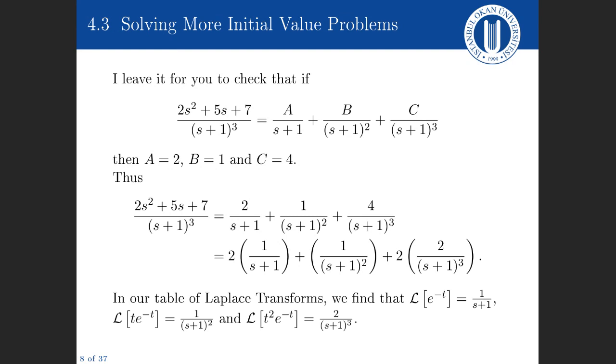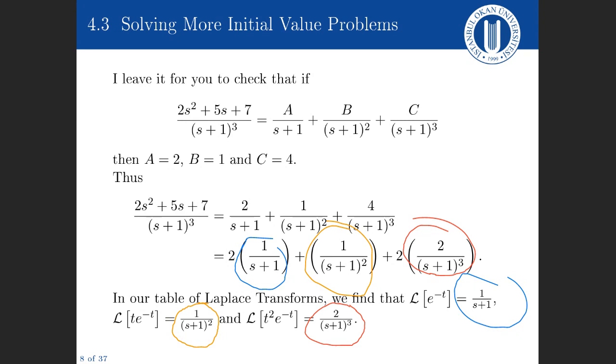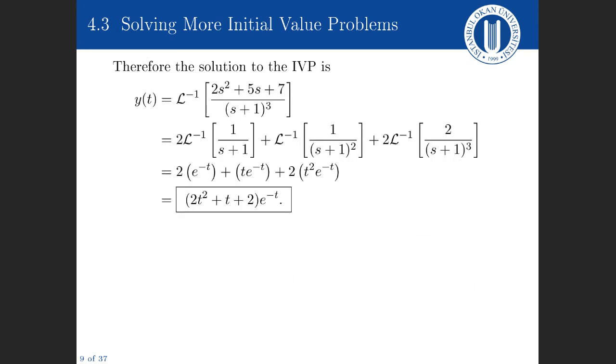If you look on our table of elementary Laplace transforms, we can see that the Laplace transform of e to the power minus t is 1 over s plus 1. We can see that the Laplace transform of t e to the power minus t is 1 over s plus 1 squared. And we find that the Laplace transform of t squared e to the power minus t is 2 over s plus 1 cubed. And these are the functions that we have. As soon as we know that, we can write down the solution to the initial value problem.